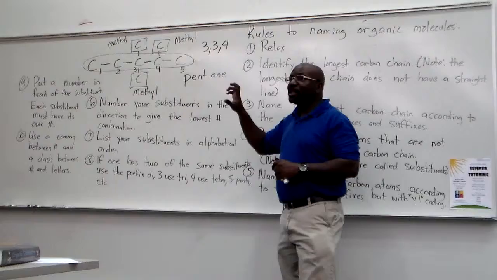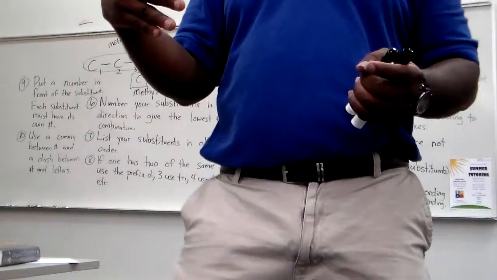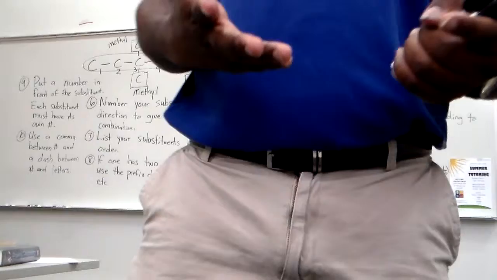Now note for here, I said there's two ways to number the longest carbon chain, from left to right or right to left. There's no rule to say you have to go from left to right all the time. In somebody else's drawing, you have to check both ways. Later on, we're going to draw it ourselves, and we determine which side we're going to draw the molecule on.